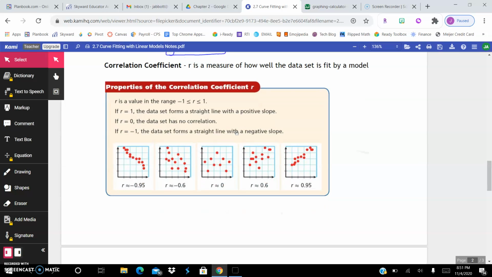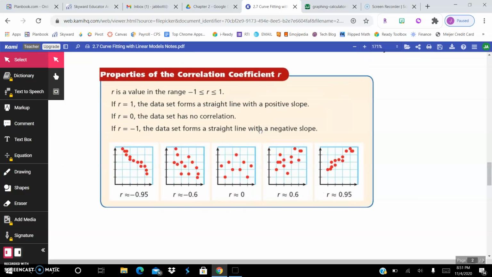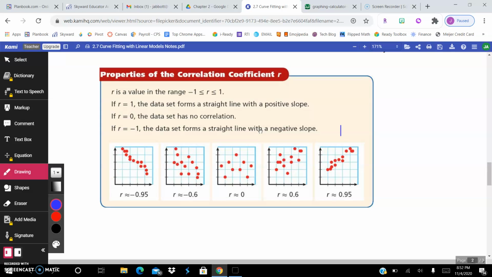So looking at this chart, R is the value in the range -1 to 1. So your R value can only be those numbers between -1 and 1. So if R is equal to 1, the data set forms a straight line with a positive slope. So if you look down here at the right-hand side, I'm looking at this one, the R value is about 0.95. Those dots are pretty close to a straight line, but not quite. So if the R was 1, it would be an exact straight line.